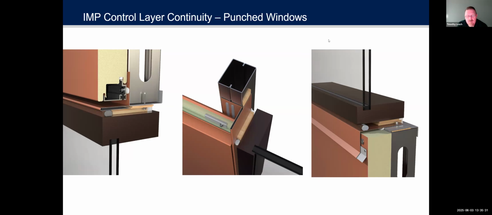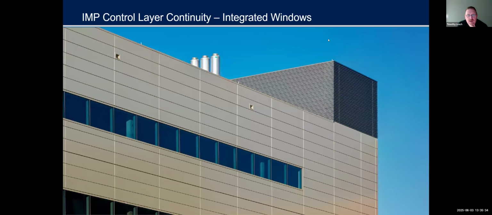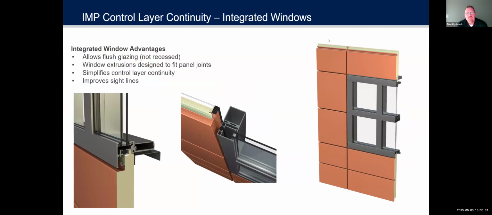Well, for windows, and we're talking specifically windows, one way that you can do that is to integrate them. And here's an example of how that can be done. Basically, what you have is a set of extrusions that follow the joinery pattern of the panel itself, and so the window frames can stack in the panel joint. And you can see on the left side, the extrusion is joining over the window, over the panel, excuse me. And then you've got your glass there. So the glass would be provided by others. They'd just be the extrusion that would be provided by the insulated panel manufacturer.